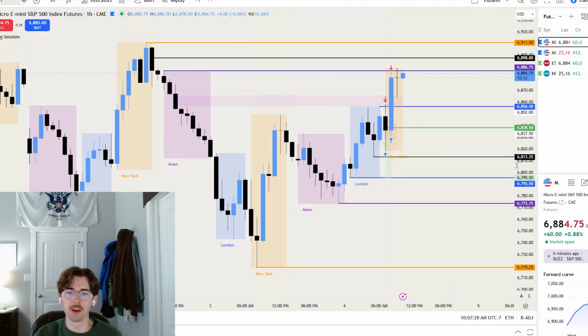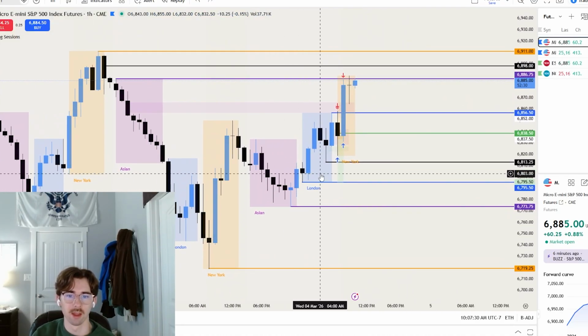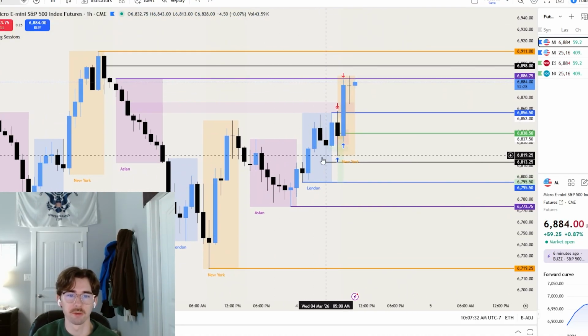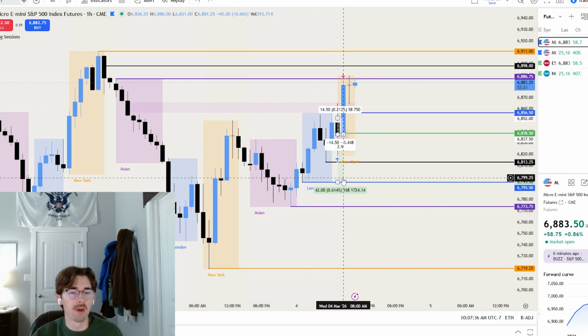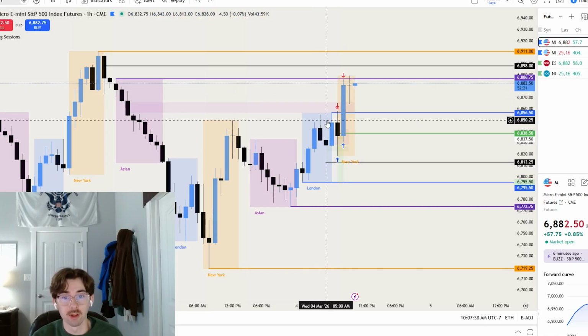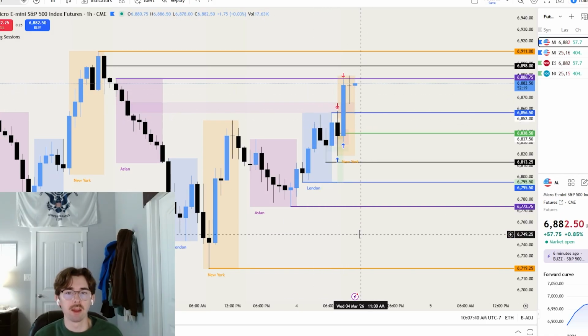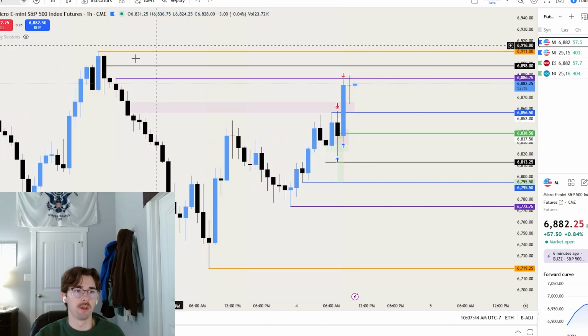So just kind of my initial bias for today. London session manipulated Asian session. We also manipulated previous session. We were in a 1 hour bearish fair value gap, and we were maintaining it. My bias was bearish for the day. That was the same on both indexes.